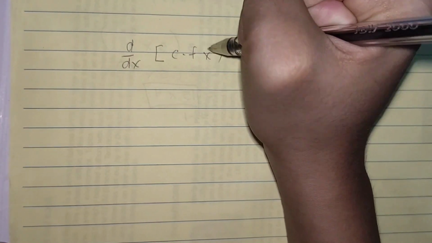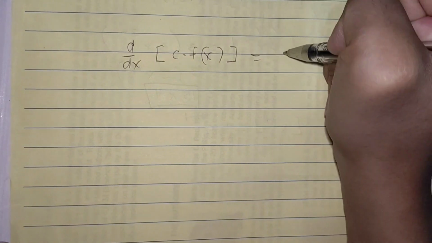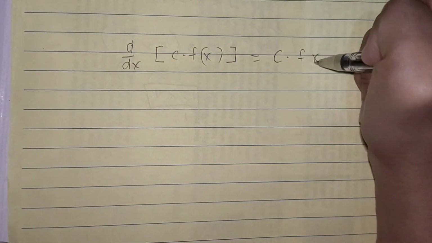In this lesson, we are going to go over the constant multiple rule for derivatives. So, here's what you need to know. The derivative of a constant times the function is equal to the constant times the derivative of the function. So all you need to do is find the derivative and multiply it by that constant.